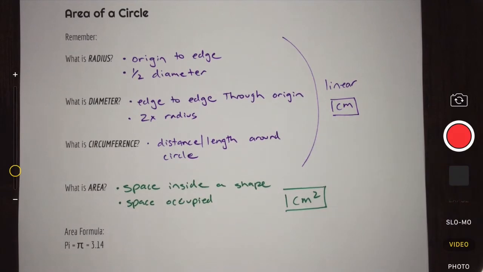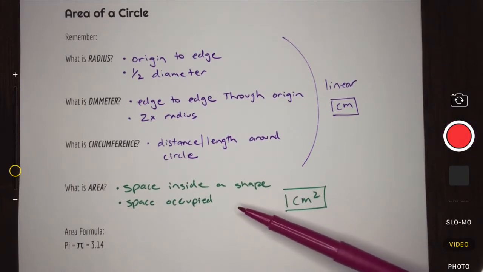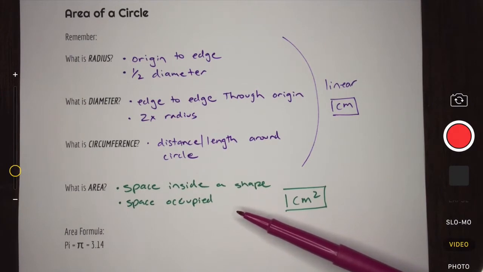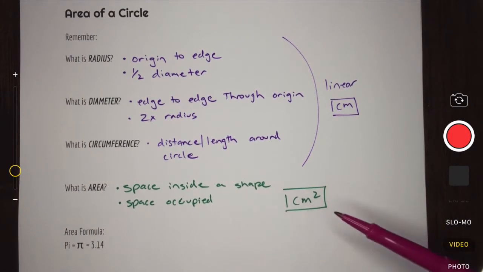Now, when we're measuring diameter, circumference, or radius, we're making linear measurements. So we're going to end up with units that are things like centimeters, or meters, or millimeters. When we talk about area, however, what we're talking about is the space inside of a shape, or the space occupied by that shape. And those measurements are always going to be in units squared. So for example, centimeters squared.